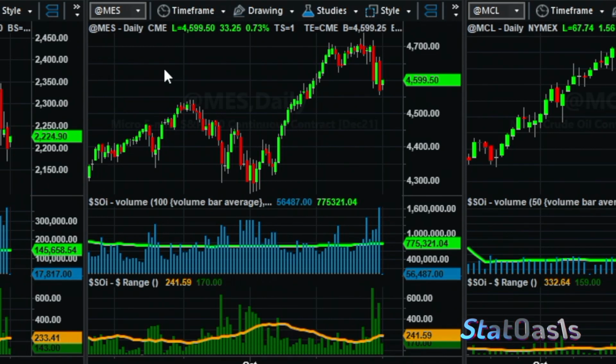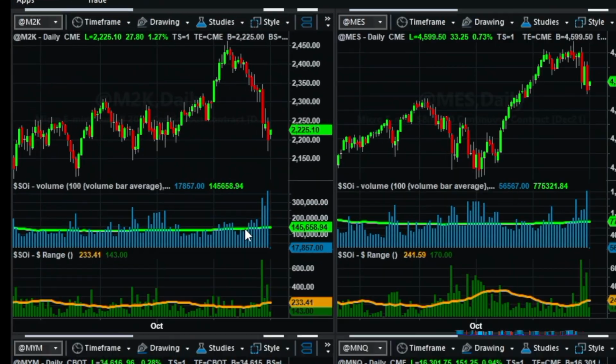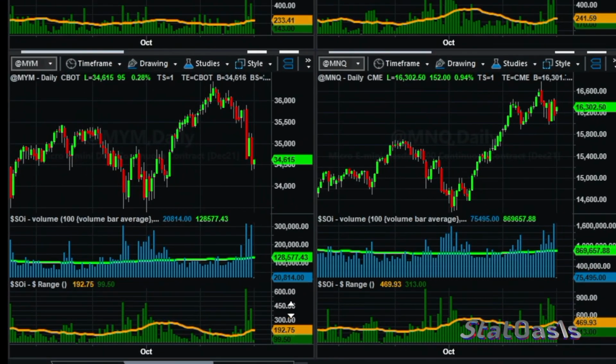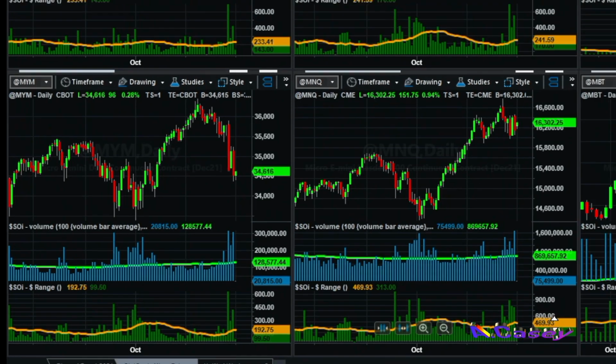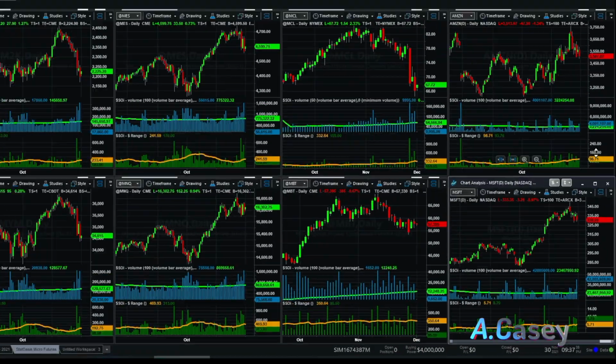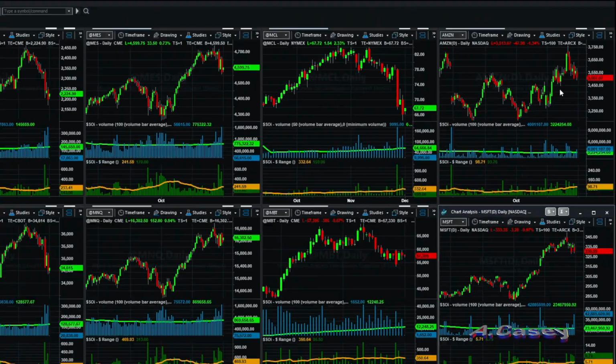So for example, this is the S&P 500 micro futures contract. We can see that the volume is 775,000 contracts on average per day, and the range per day is about $241. This is the Russell, 145,000 contracts per day on average, $233 range, and we can see here 192,469. This is the Nasdaq. The range for stocks is 5.71. This is Microsoft, and $98 for Amazon.